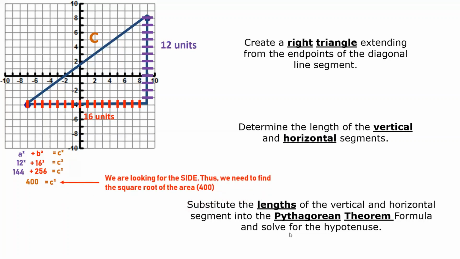We are looking for the side length. Therefore, we need to find the square root of the area, which is 400. We will take the square root of 400 and the square root of c squared. Squared and the square root will cancel each other out, leaving you only with c. The square root of 400 is 20. Therefore, the missing side, c, is 20.